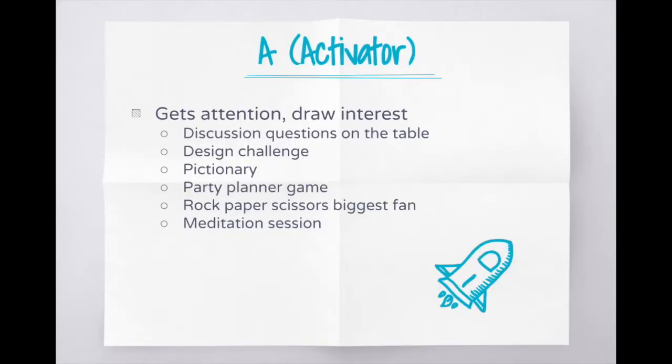So A is for Activator. The point of the Activator is to get the attention of your audience and draw in their interest. People are just arriving at your meeting. You need to do something that gets them interested in learning more about what's going to happen during the rest of the event. A few ideas are discussion questions on the table. They can sit with a group and discuss something controversial or interesting. They could do a quick design challenge, or maybe play a game of Pictionary. There are a bunch of other games that I will probably cover in a later video that also serve as great activators.